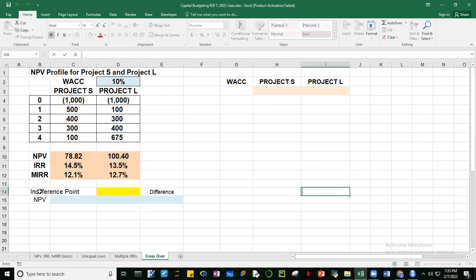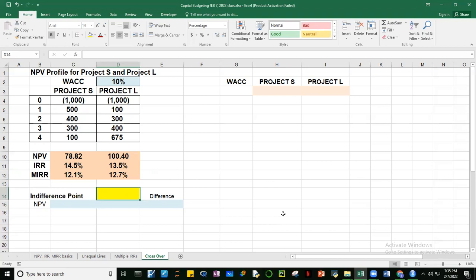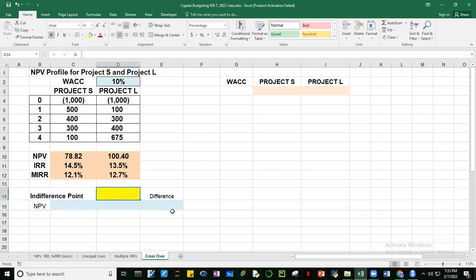First of all, we want to find out the crossover point or the point of indifference. Anong weighted average cost of capital it doesn't matter guys kung S or L ang pipiliin natin. So that's the indifference point. Okay? So we will have to compute for that. So let's compute for that.